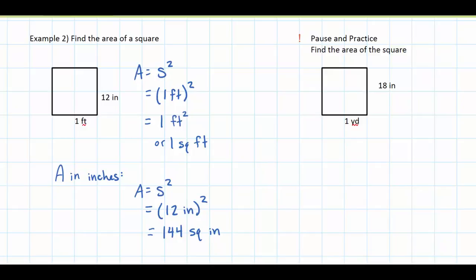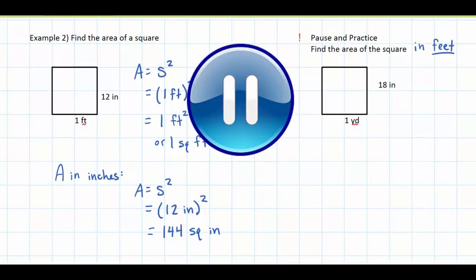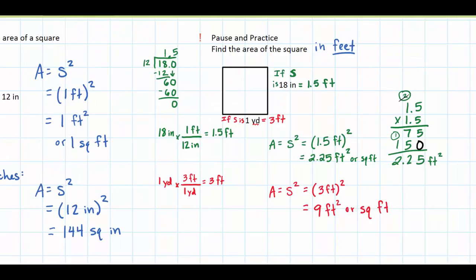The practice problem says, find the area of the square. We're going to find this area in feet. So this means we need to convert all the units to feet before we find the area. Please pause the video and attempt the problem on your own now. Notice the problem has been solved for you. Please use this to check your work and correct any errors you might have made.